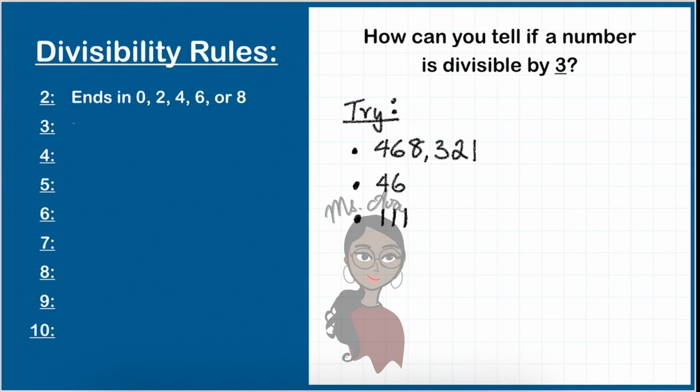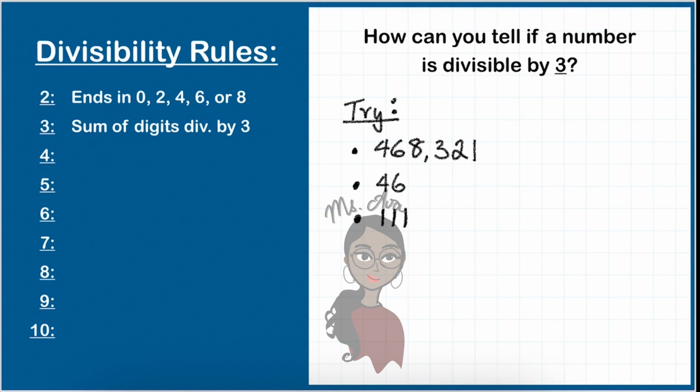Next rule is how to tell if you have a number that is divisible by 3. And we have some numbers here that we can try, but I'm going to tell you what the trick is first. The trick is that you have to add up all the digits, and if the sum of those digits is divisible by 3, then that means your original number is also divisible by 3. That's the rule right there. You have to get the sum of the digits and then see if it's divisible by 3. So let's try it out with this first number.